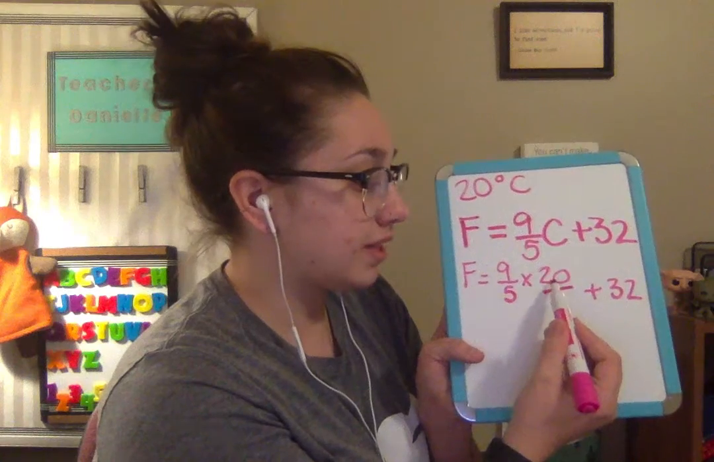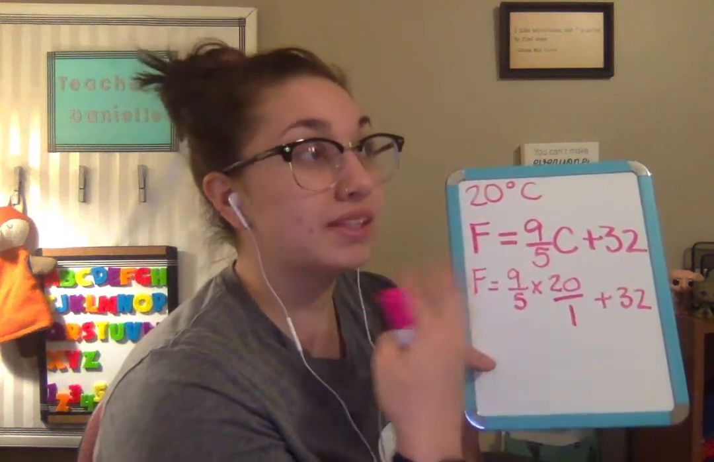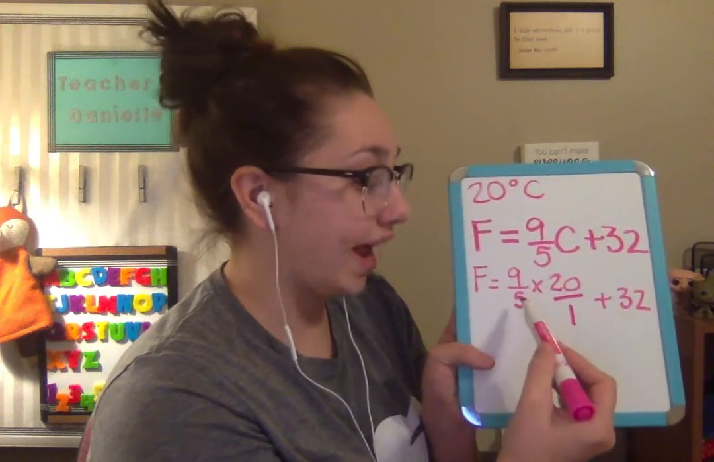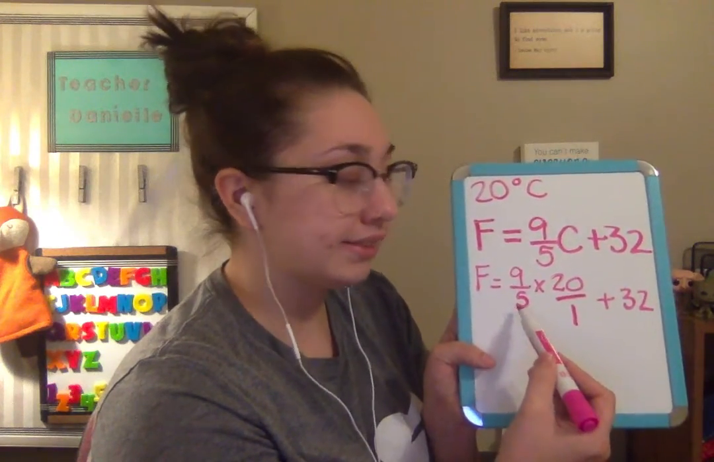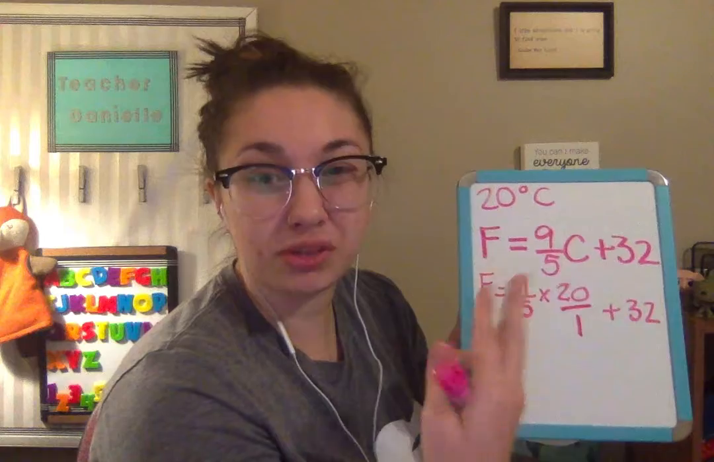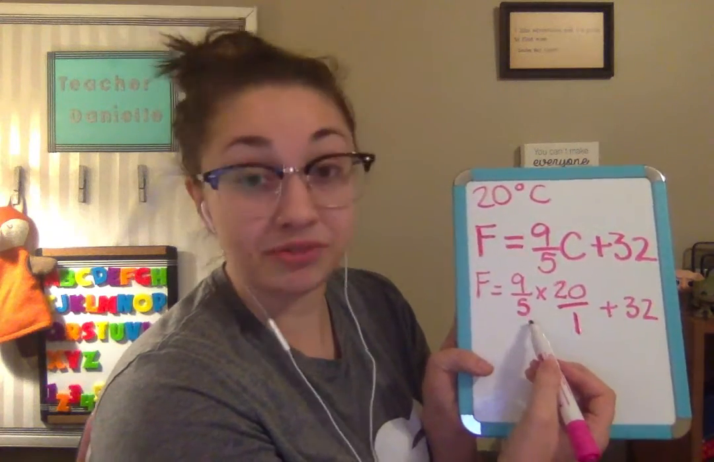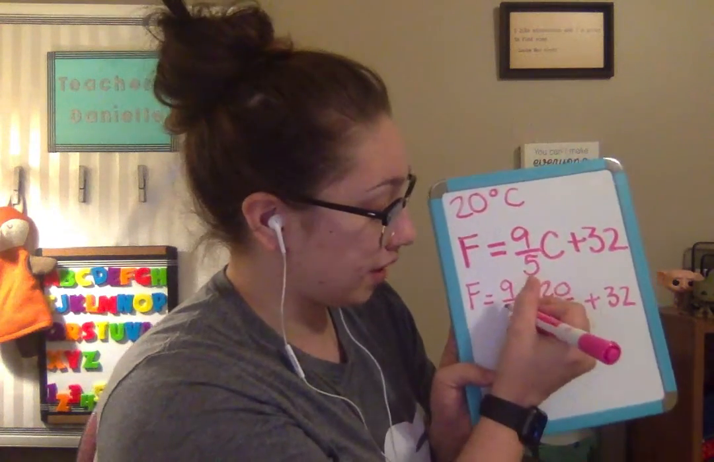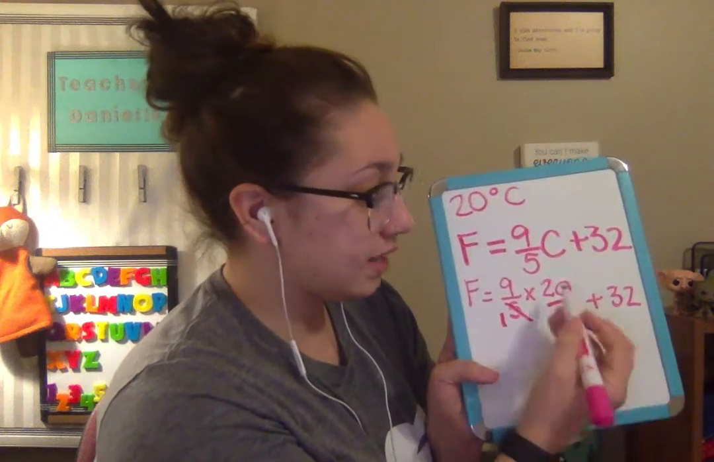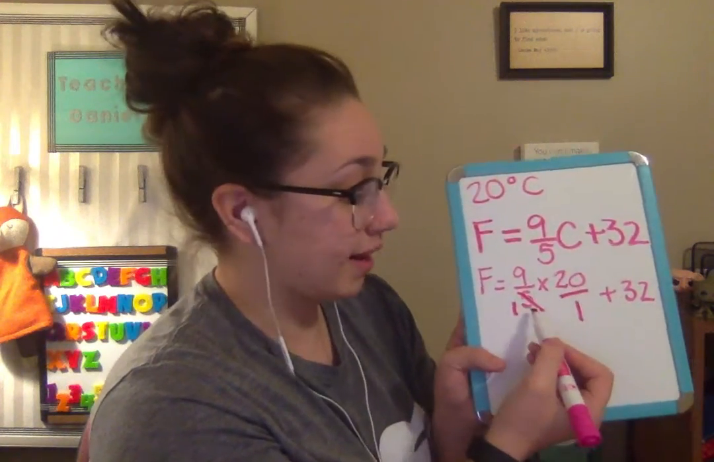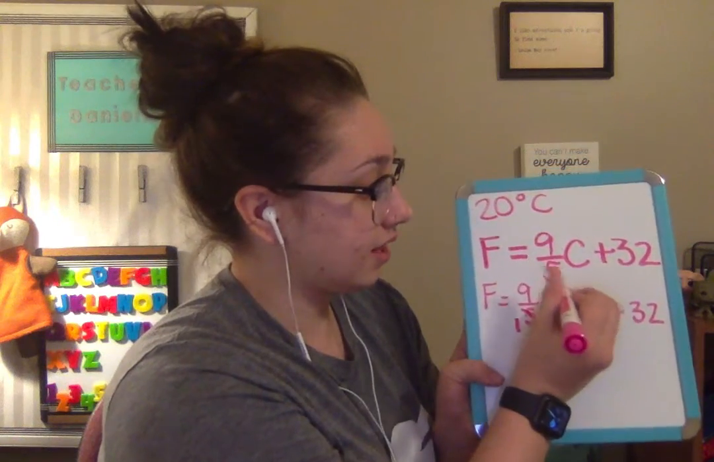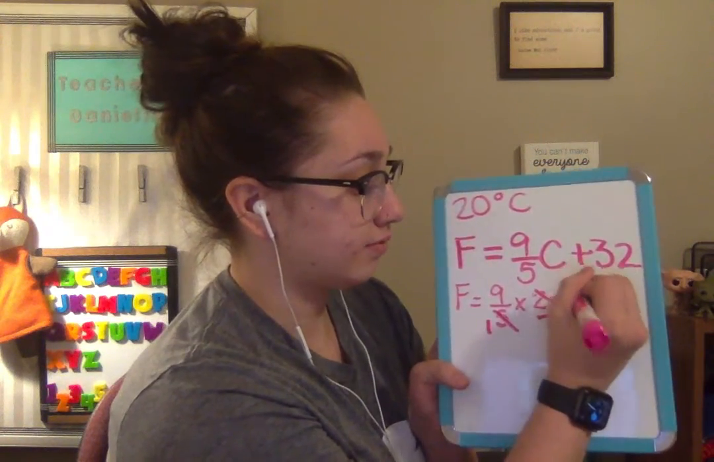So 5 and 20, I'm going to say, what's the biggest number that I can divide both 5 and 20 by? Well, I could do 1. If this was a different number, maybe I could do some other things. But I know that I can divide 5 by 5, and that's going to give me 1. And I can divide 20 by 5 as well. So 20 divided by this 5 is going to give me 4.